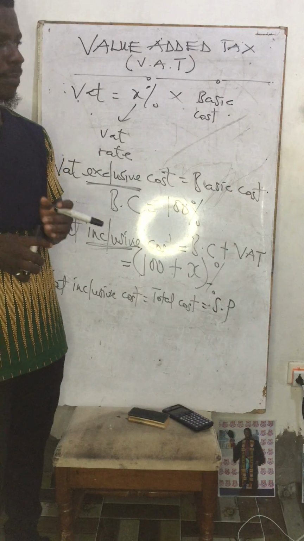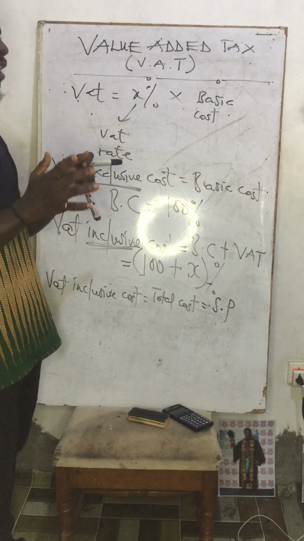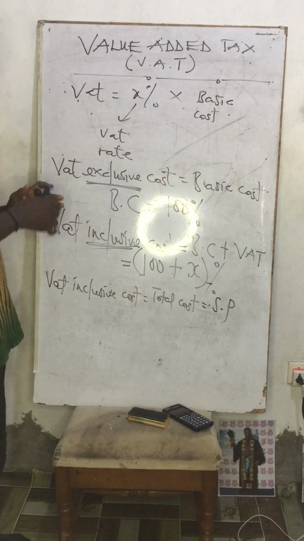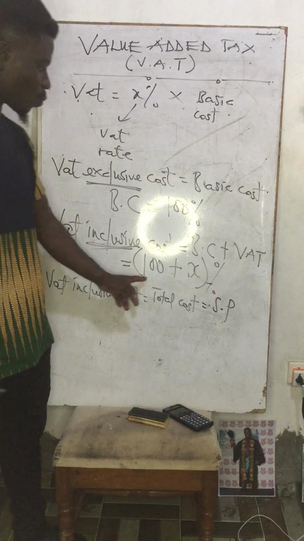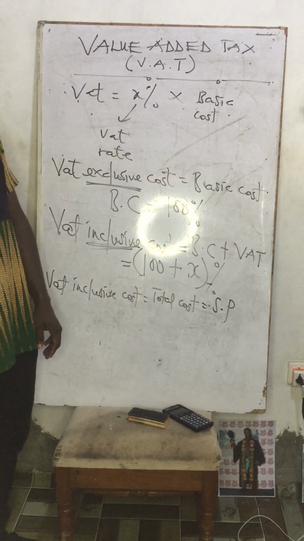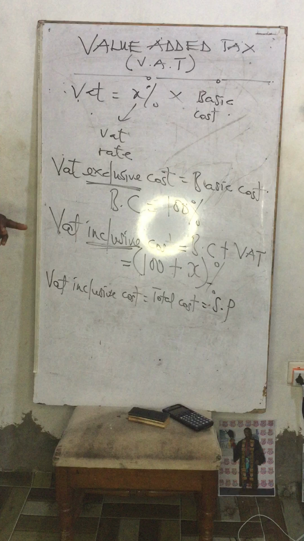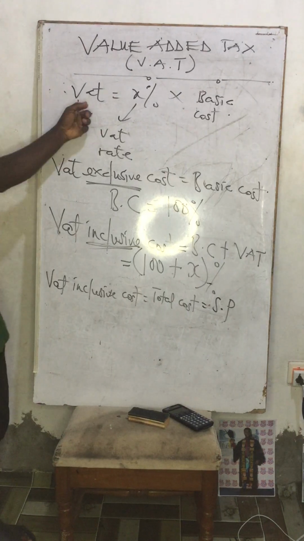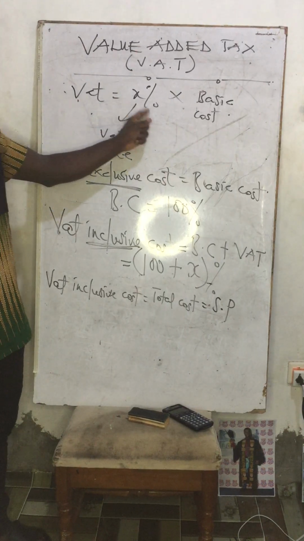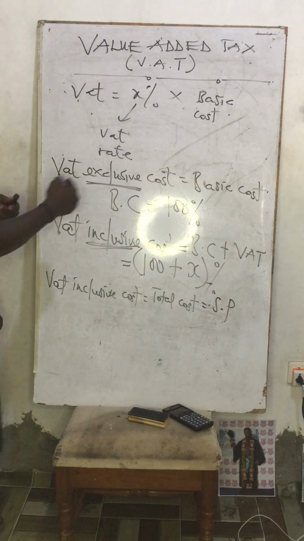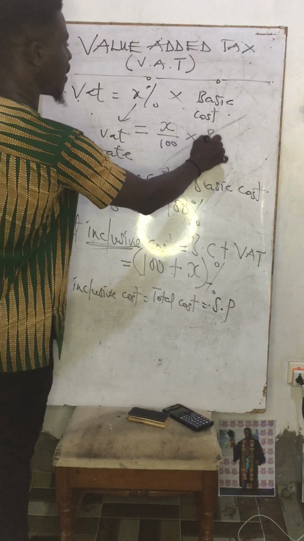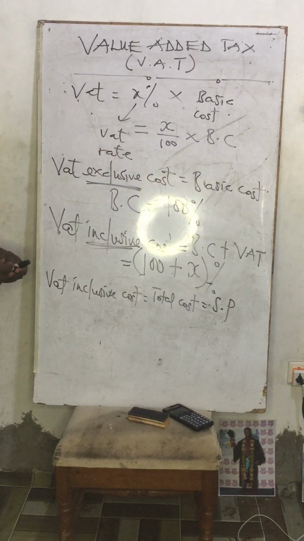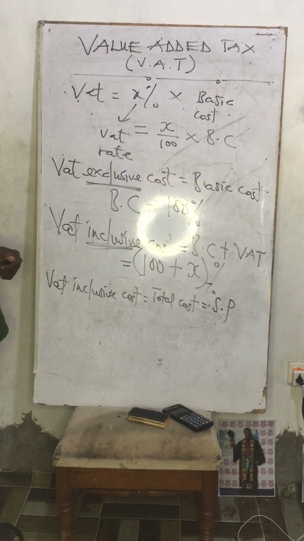I will clear here. So now VAT inclusive cost is equal to the basic cost plus the VAT charge, and this is 100 plus X percent. What I want you to note is very, very important. VAT is calculated as X percent times the basic cost, which can also be written as X over 100 times the basic cost. It is very, very important to note these things.